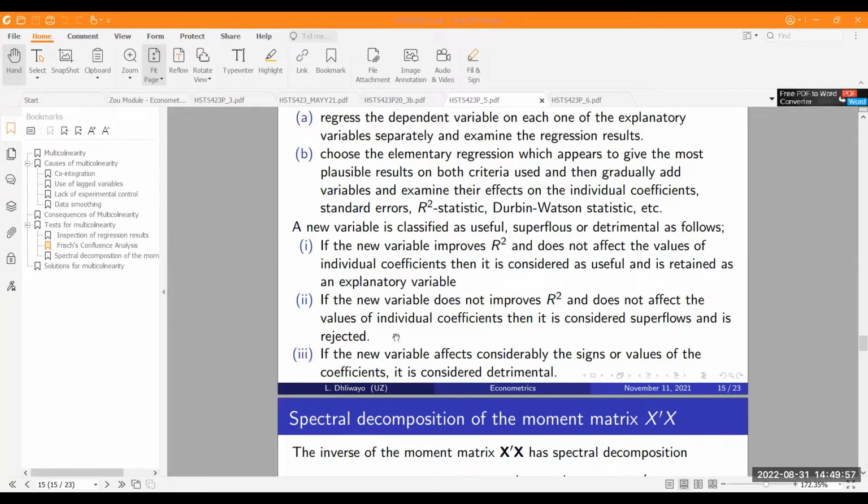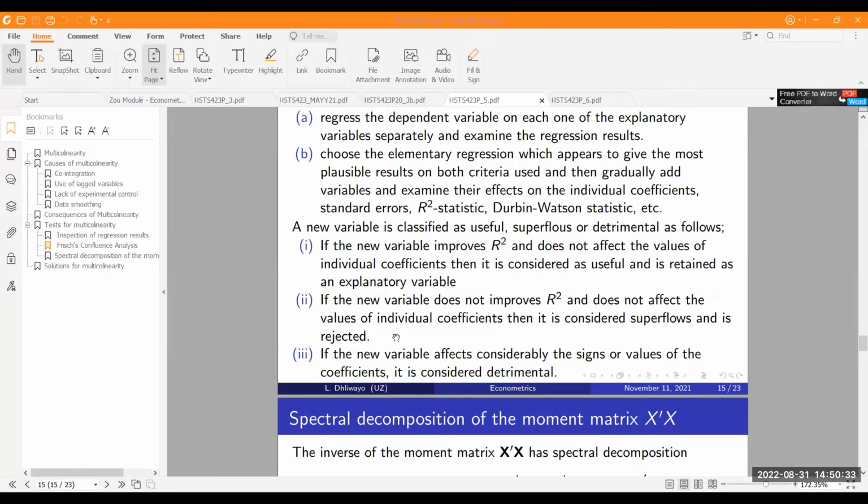Third one. If the new variable considerably affects the signs and the values of the coefficients, it is considered detrimental. Now, the second wife that has been added is affecting R squared. It's affecting individual coefficients. The first wife is not happy about it. Now there are fights in the house because of the second wife. Now that wife is considered detrimental.